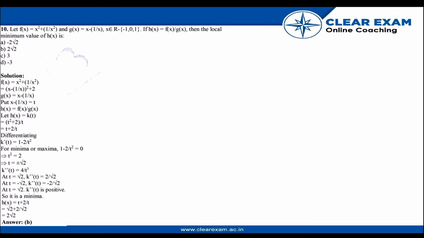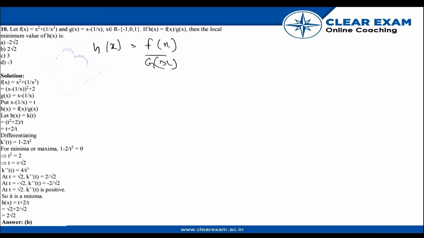Welcome guys. Today we are going to try to solve a local minimum question. We have to find the local minimum of h. We are given f(x) = x² + 1/x² and g(x) = x − 1/x, where x belongs to the real numbers excluding −1, 0 and 1, and we are given h(x) = f(x)/g(x).